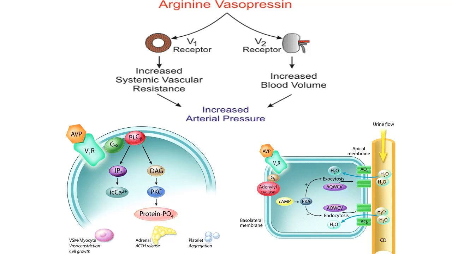As you can see, V1 receptors on the vessels act through Gq and phospholipase C and then produce IP3 and diacylglycerol. But V2 receptors in the kidney act through Gs and adenylyl cyclase, producing cyclic AMP as a second messenger. So V1 receptors increase systemic vascular resistance, V2 receptors increase blood volume and stimulate water absorption. Finally, both of them increase arterial pressure and increase blood flow.